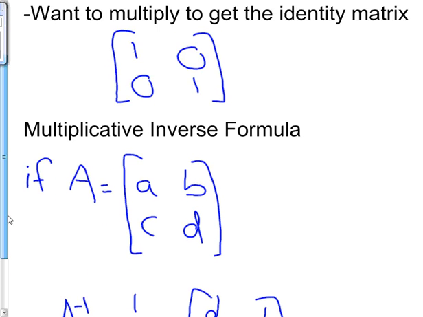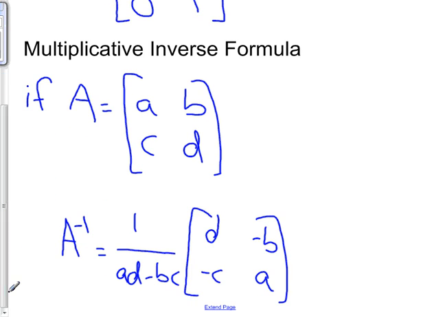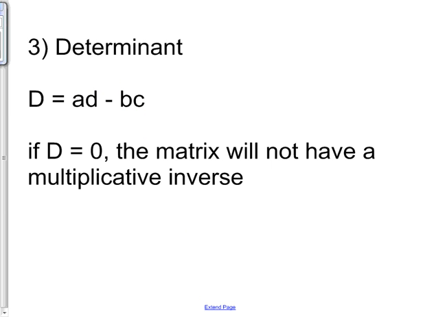And in our formula, here is our AD minus BC, and that is 0. What do we get? You get a 1 over 0, which is undefined. You can't multiply a matrix by something that's undefined. Okay. So any questions on the determinant?